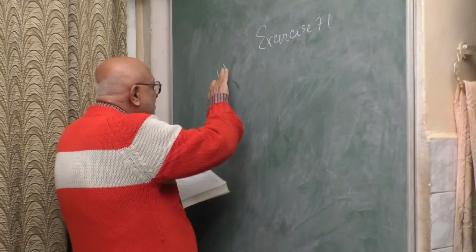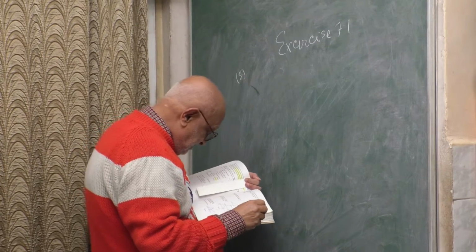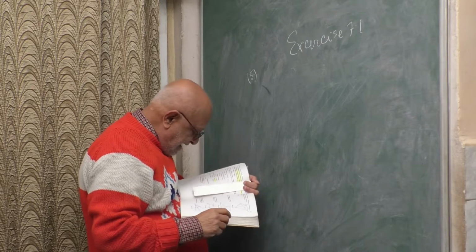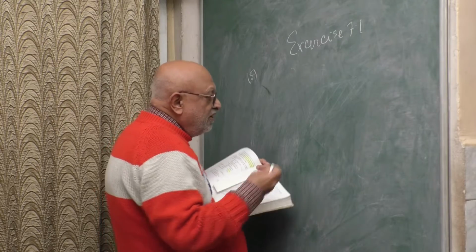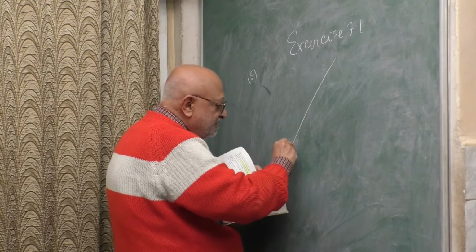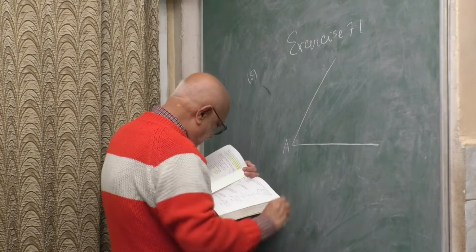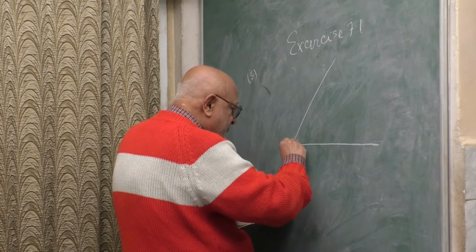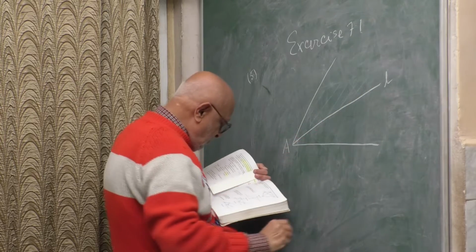Question number 2, this becomes now 5. It says, we say L is the bisector of angle A. So before I do the bisector, I have to draw the angle first. So let me draw this angle. This I call angle A, and it's a bisector. So draw its bisector. And this is a line L, okay?